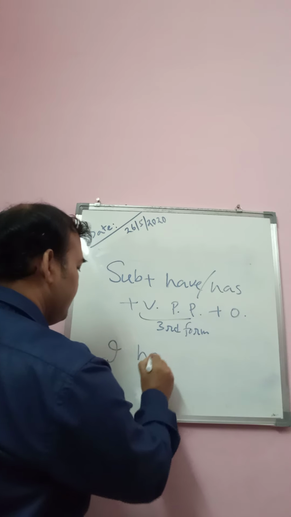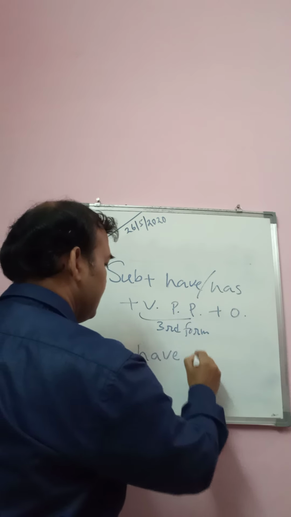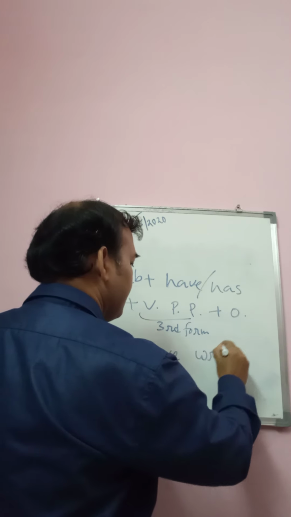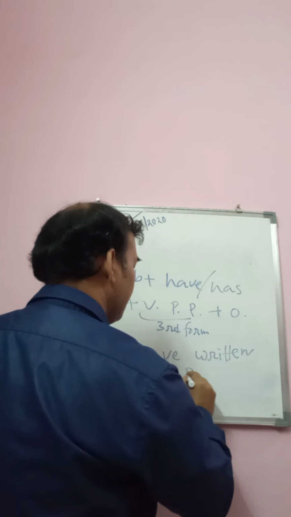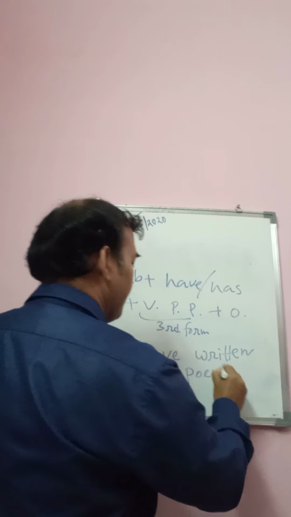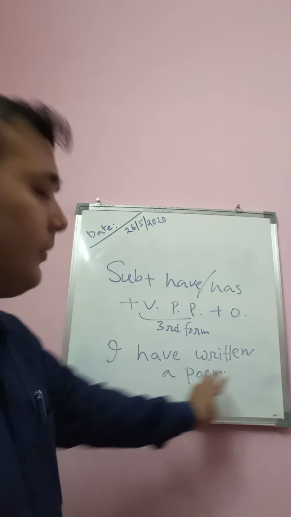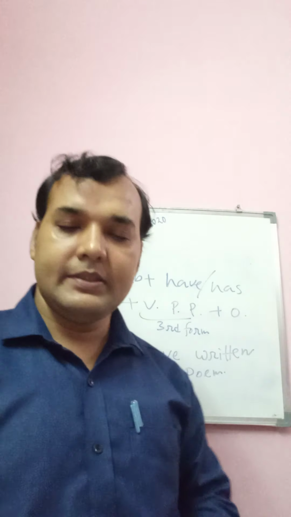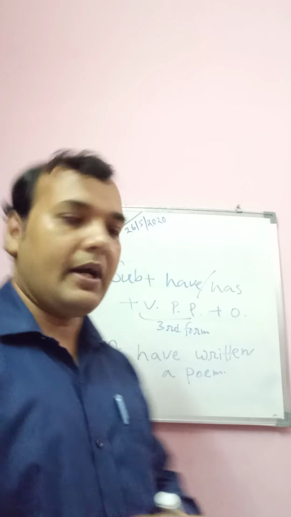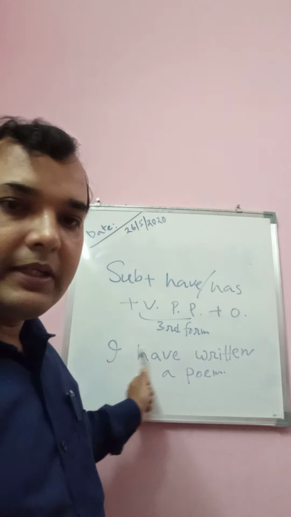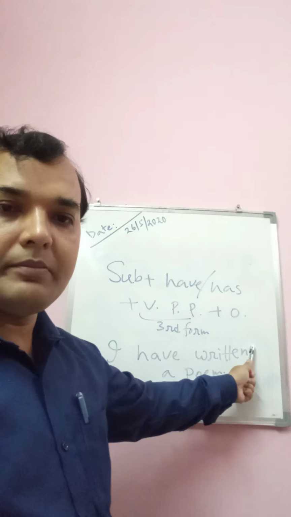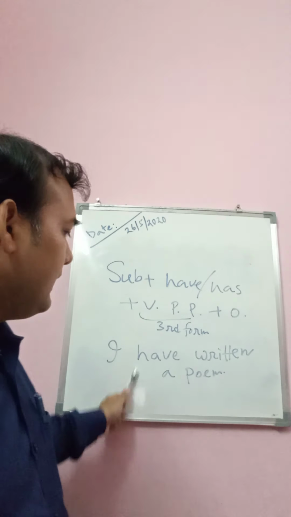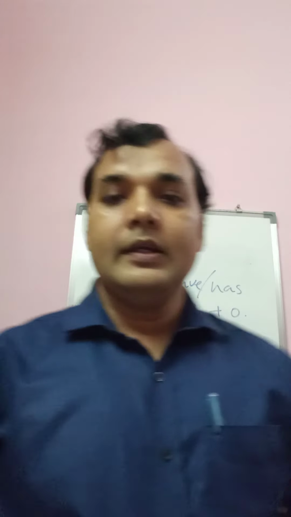I have written a poem. In the sentence, what do we find? I is the subject, have is the auxiliary verb, written is the third form of the verb, and a poem is the object.